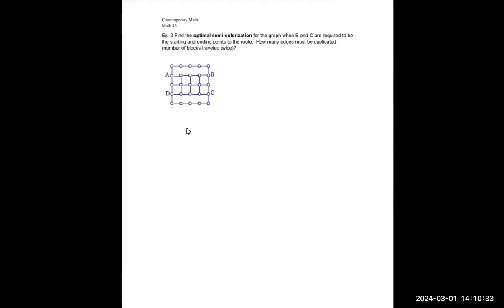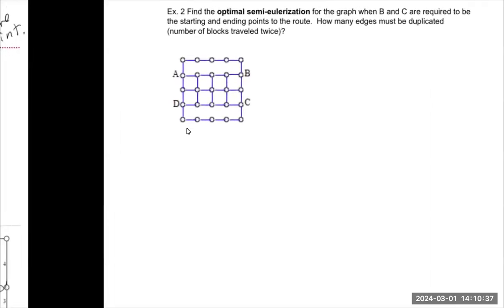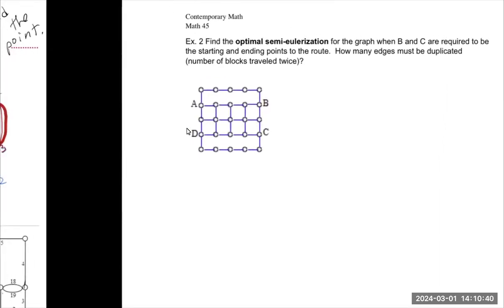So first step, I have to go around and figure out what the degree of all the vertices is, because I need to know where my odd ones are, so I know where to add my extra edges. So 2, 2, 2, 2, 2.